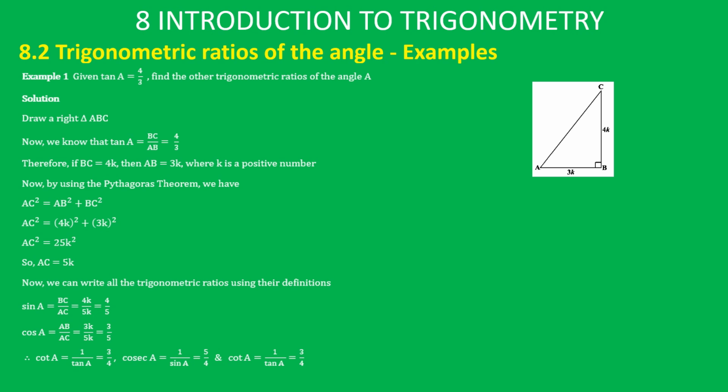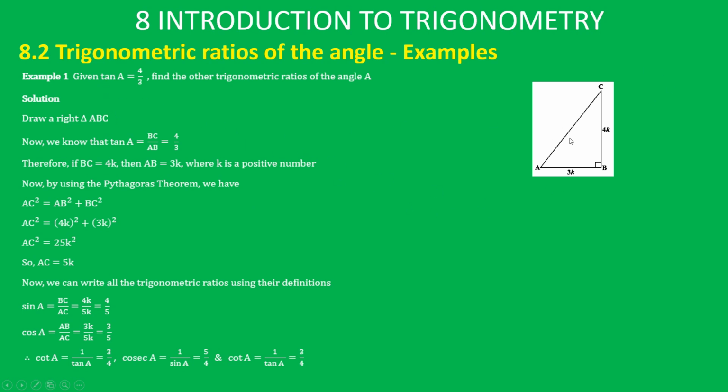Now in this video, we will apply those concepts to understand the examples from 1 to 5. And these are all related to trigonometric ratios of the angle. Example 1. What is it saying? Given tan A is equal to 4 by 3.